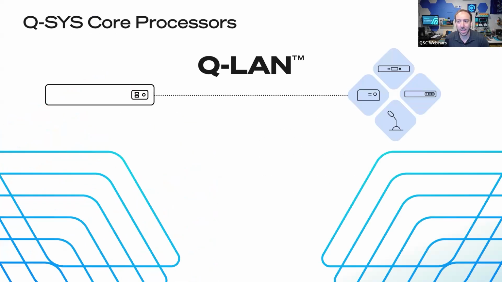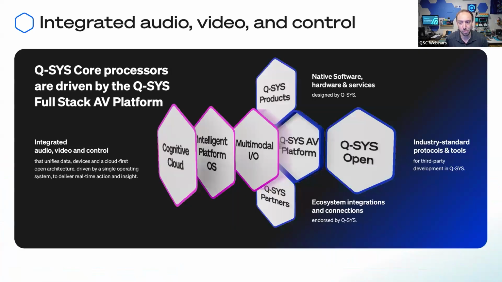But first, what is a core processor? So the Q-SYS core processor has been around for well over 10 years now. When they were first launched, they were primarily a digital signal processor or DSP device, but they do a lot more than that. We use a network transport protocol that we call QLAN to deliver audio data across the network, video control data, control automation, and multimodal I/O data, as well as connecting up to the cloud. All of that happens through the Q-SYS core processor, which is the heart of the full stack AV platform.